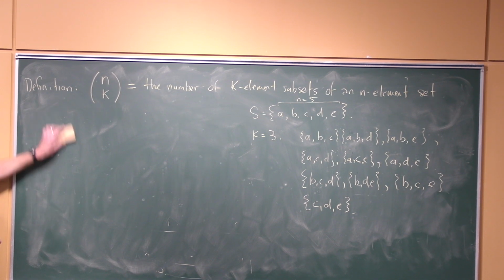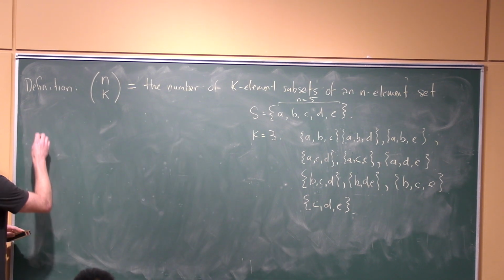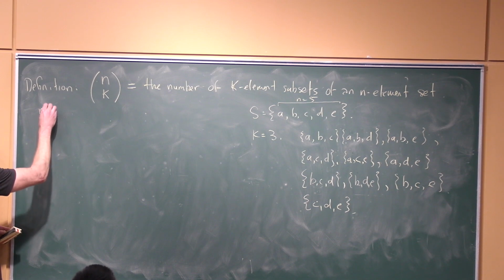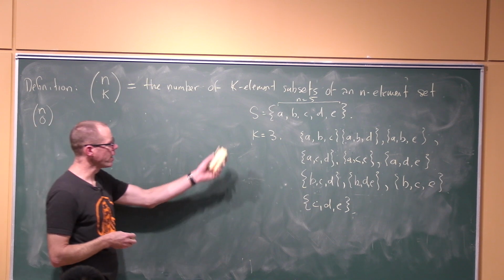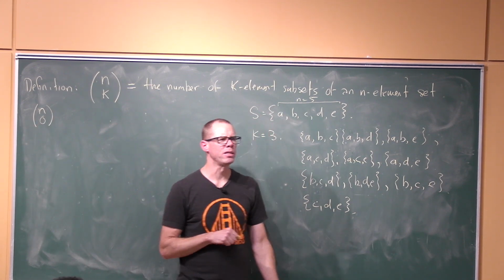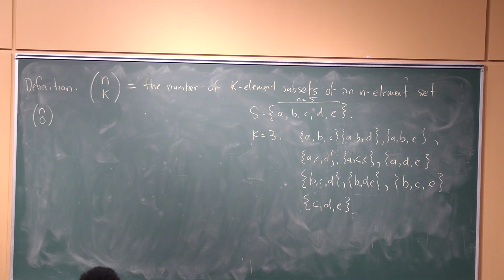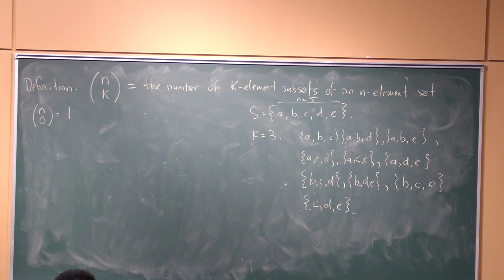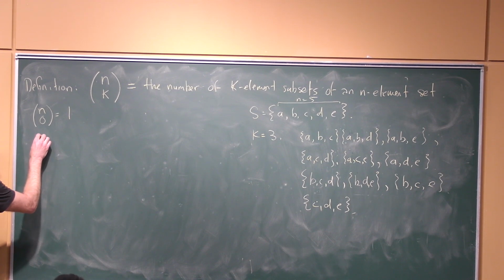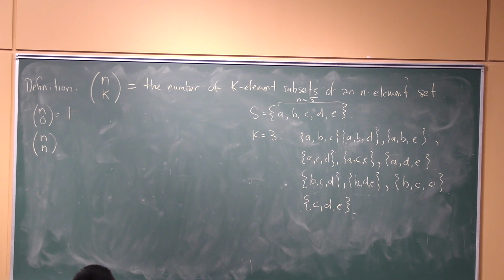So let's think about how we would come up with that, or some easy cases. What about n choose 0? I have a set S of size n. How many subsets of size 0 does it have? Yeah, there's exactly one. It's the empty set. So n choose 0 is 1. What about n choose n? How many subsets of size n does it have? Just one. It's the whole thing.